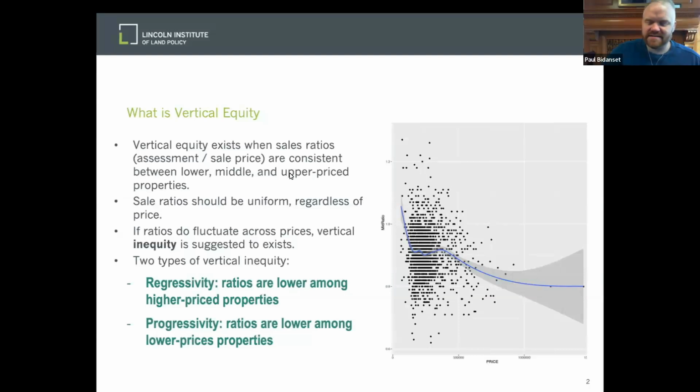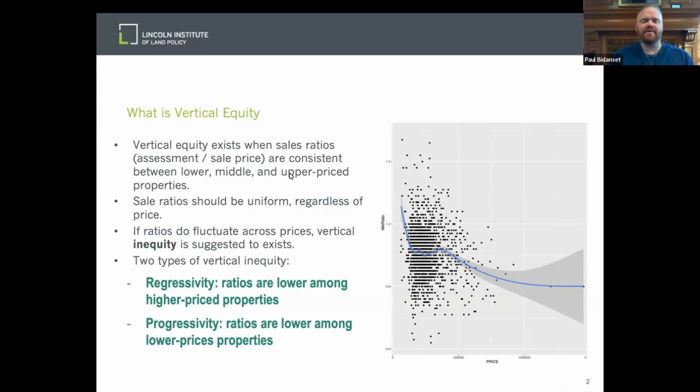Vertical equity is a concept in property tax assessment where assessors are able to inspect that they are achieving uniform estimates of market value regardless of the price or value range of a property. So are they equitably estimating market value with respect to the lower, middle, and upper priced properties? Anytime an assessor is inspecting for uniformity, we should see sales ratios be consistent across price ranges. If ratios do fluctuate across prices, this suggests that vertical inequity is present in the assessed values.